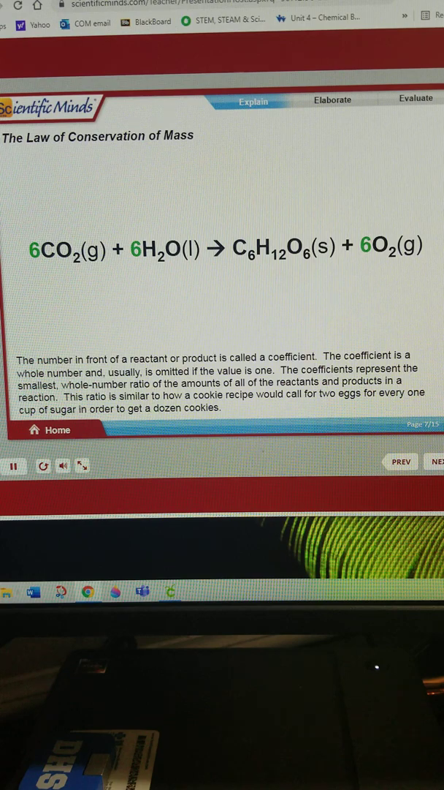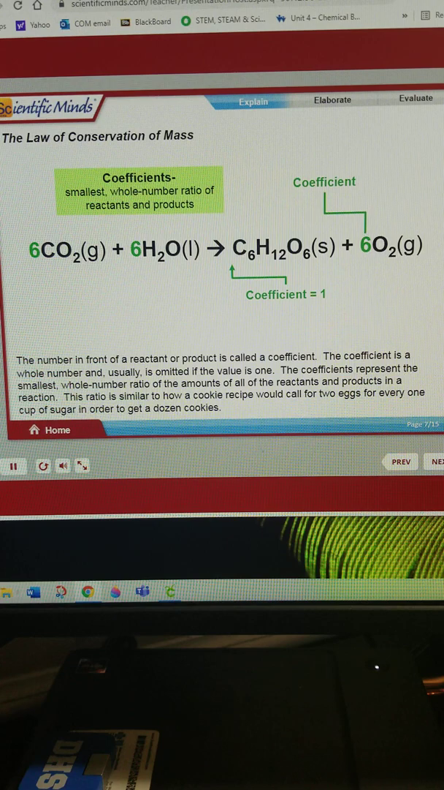The number in front of a reactant or product is called a coefficient. The coefficient is a whole number and, usually, is omitted if the value is 1. The coefficients represent the smallest whole number ratio of the amounts of all of the reactants and products in a reaction. This ratio is similar to how a cookie recipe would call for 2 eggs for every 1 cup of sugar in order to get a dozen cookies.